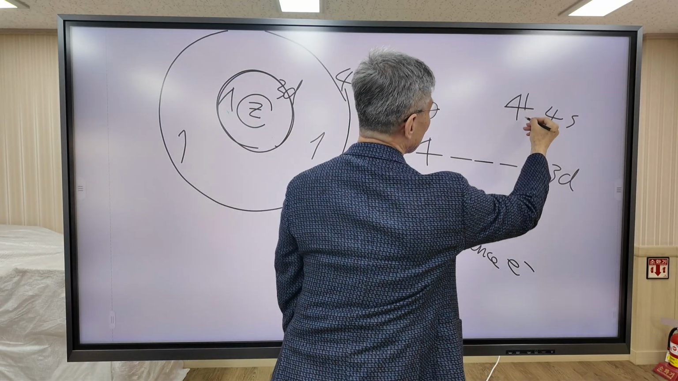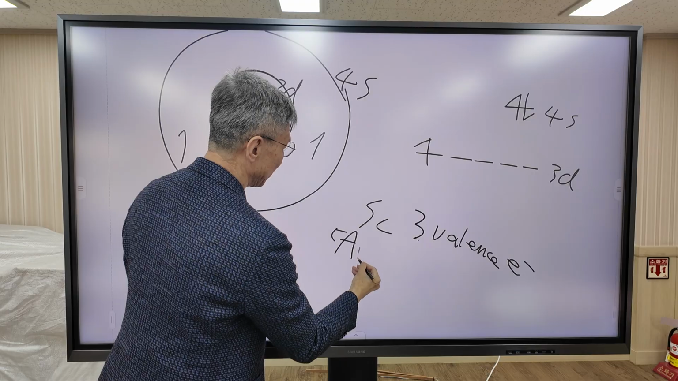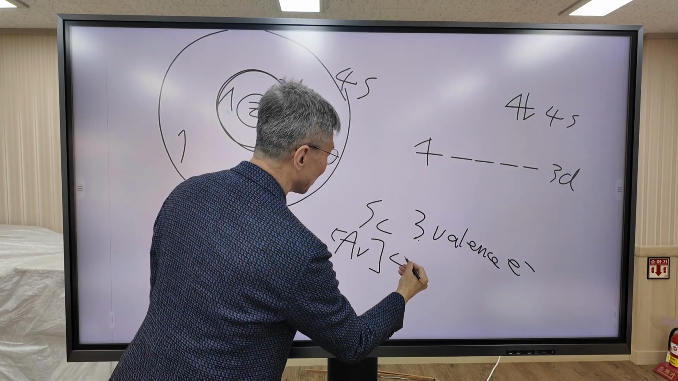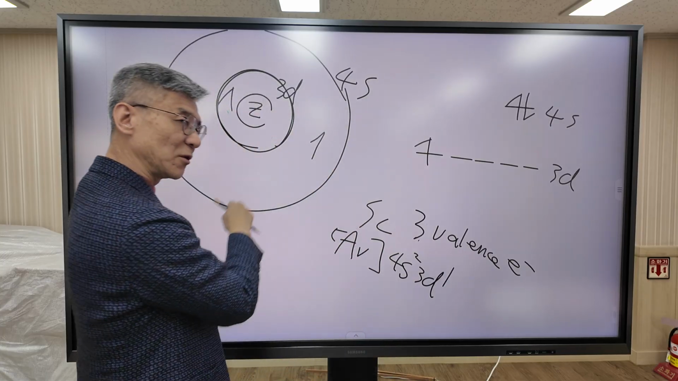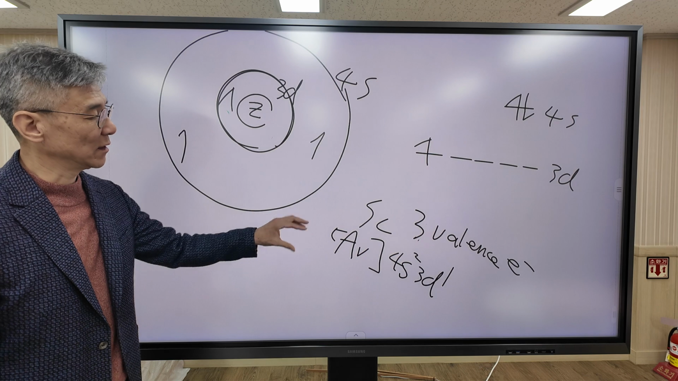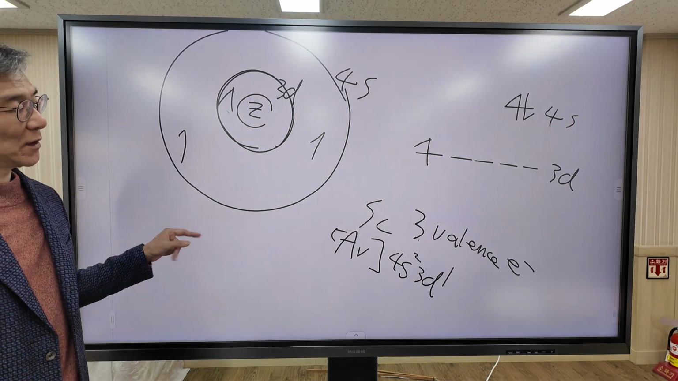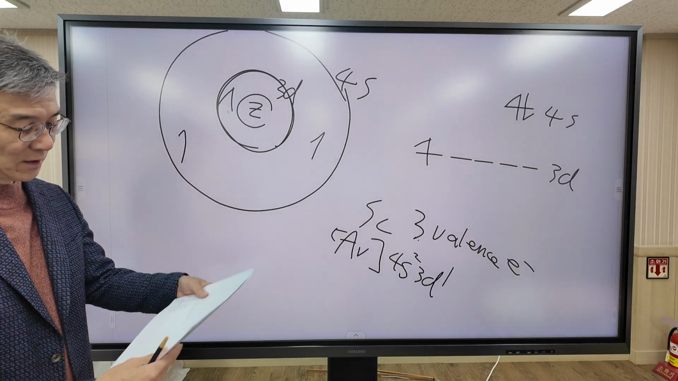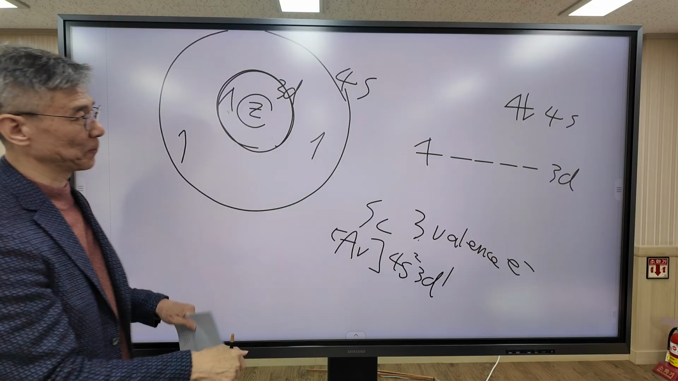So this is the electronic configuration of scandium: argon core, 4s2, 3d1. This is the first method to explain this electronic configuration. There is also a second way to explain it, shown in the lower part of the diagram.